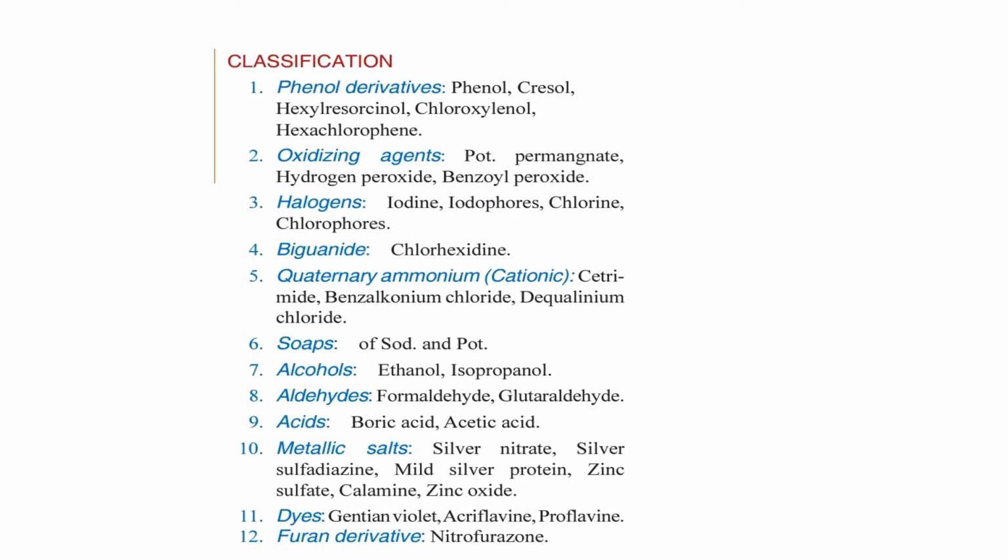So this is the classification. These are all the various germicides we have: phenol derivatives, oxidizing agents, halogens, biguanides, quaternary ammonium substances, soaps, alcohols, aldehydes, acids, metallic salts, dyes, and furan derivatives. We will see them one by one.